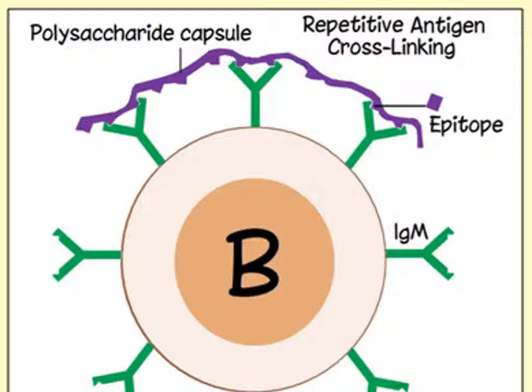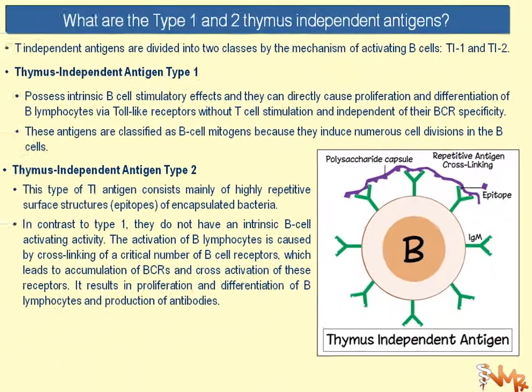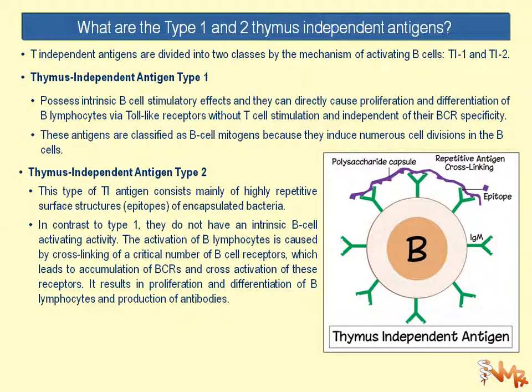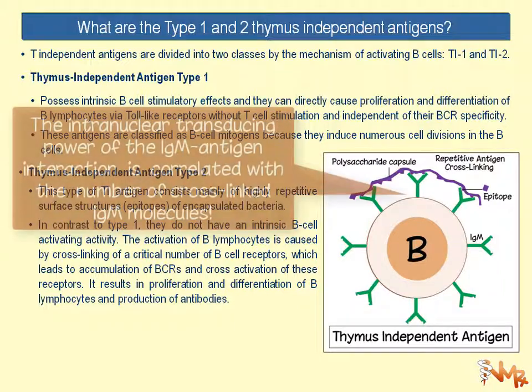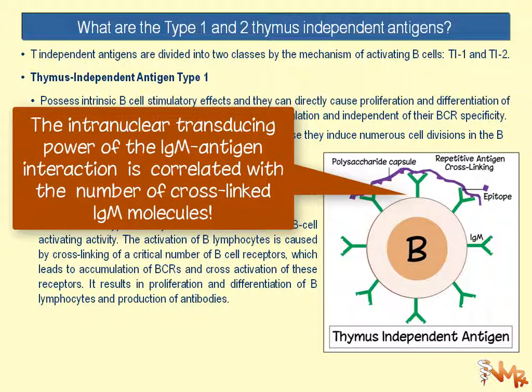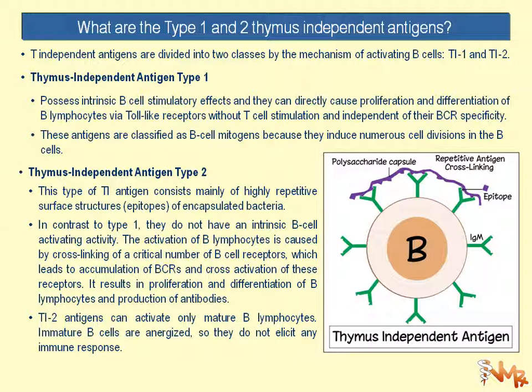Just bear in mind that in this diagram, the immunoglobulin that you see is the IgM. And those IgMs that have coated the B cells, several of them are simultaneously getting involved in the process of IgM antibody epitope interaction. And of course, the more of these IgM antibodies are involved, the more powerful the effect of the IgM antigen interaction, and the more powerful effect they can send to the nucleus of the B cell. Thymus independent type 2 antigens may activate only mature B lymphocytes. Immature B cells are anergized, so they will not elicit any immune response.